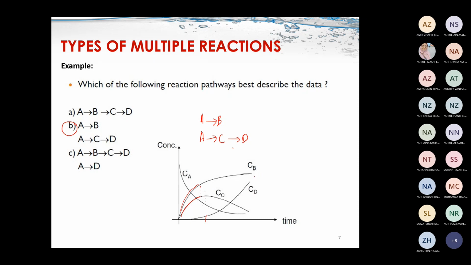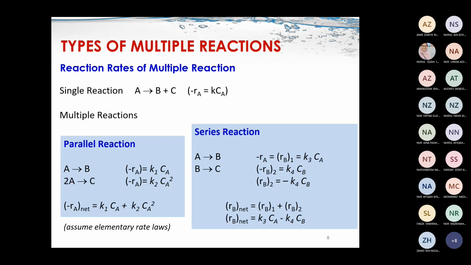Okay, so the intermediate product is the C lah. Okay, then types of multiple reactions, we have A to B plus C. Alright, remember rate of reactions, negative Ra is equals to kCa.